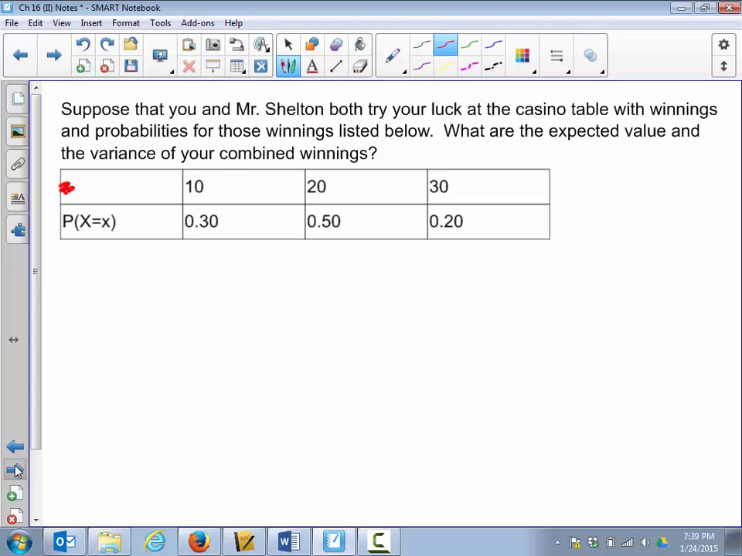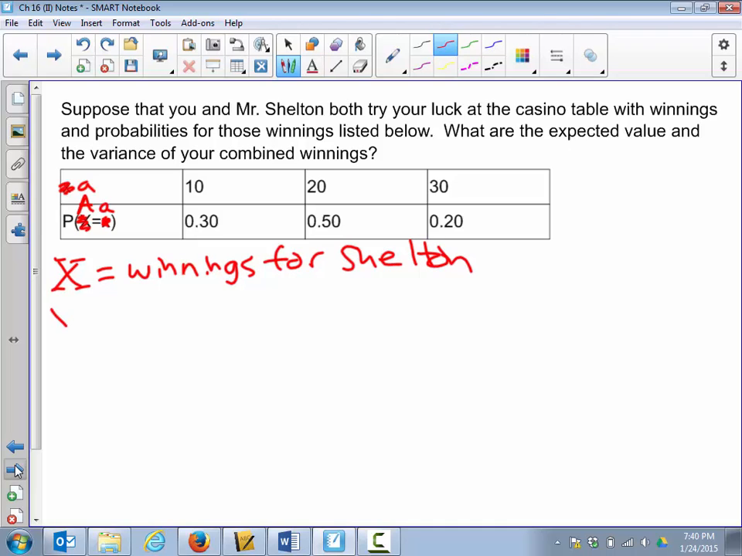Okay. So let's say that I'm going to change this to be lowercase a. I'll change this to be capital A, and this will be lowercase a as well, because I want to use X and Y because that lines up with my notes. I'm going to say that X is equal to winnings for Shelton, and that capital Y is equal to winnings for you.